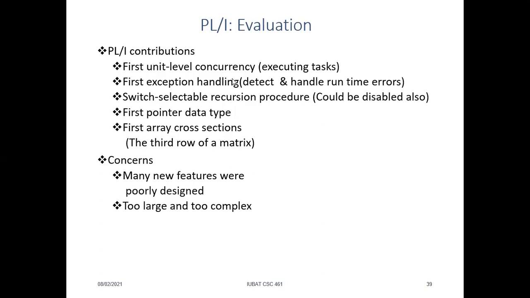PL/I had the first unit level concurrency, so that you could execute multiple tasks at the same time. Then we had the first idea of exception handling. Then we had switch selectable recursion procedures, which we can also disable. We had the first pointer data type, which we still use in the C programming language. We had the first array cross sections, which means we can use 2D arrays and, for example, take the third row of a matrix.